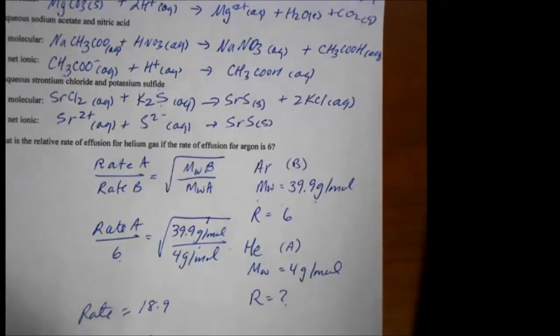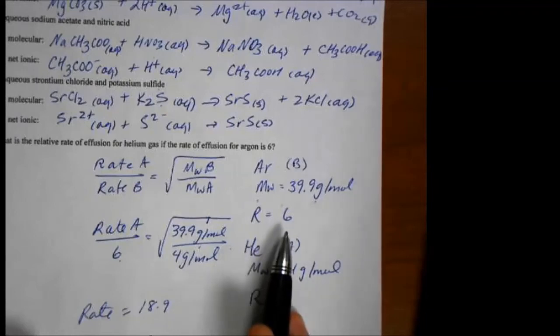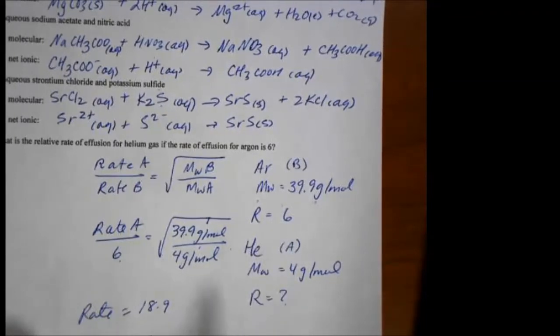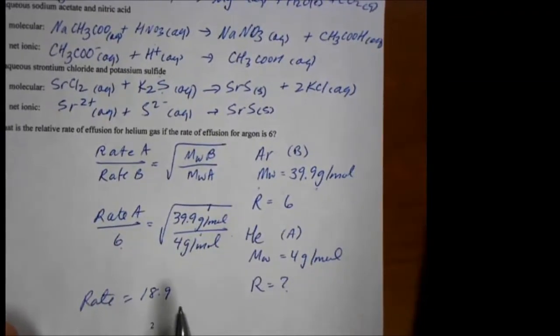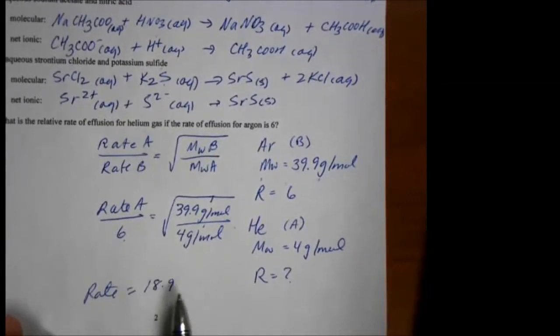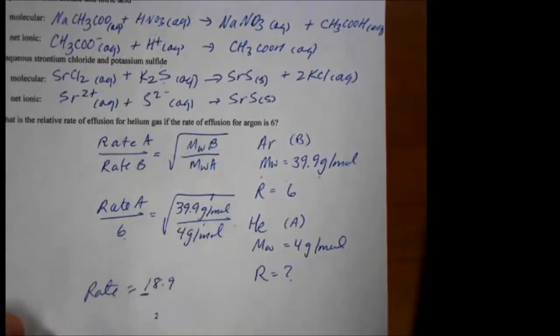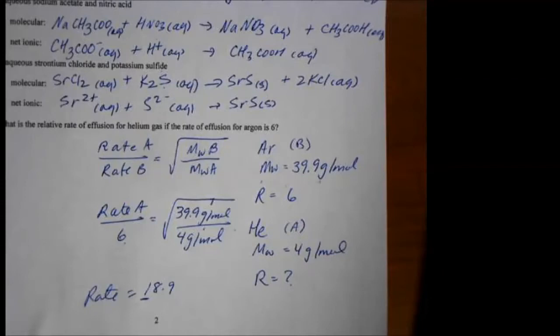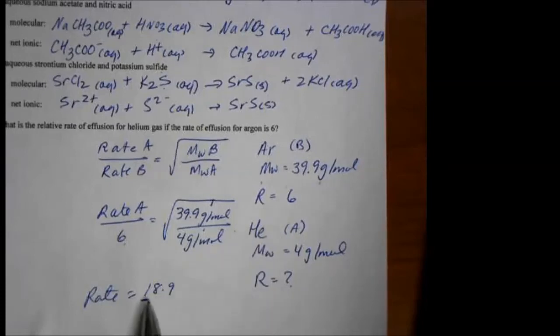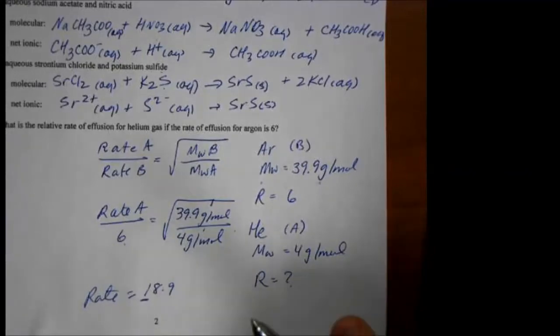Now in this case, the sig figs are a little wishy-washy because you only get one sig fig from the rate. But in this particular instance, as long as you write down that you get a rate of 18.9 with a line underneath the first digit for the sig figs, that should be perfectly fine to show that you know what's going on. And as you can see, this is a good self-check because the rate is definitely higher in the case of the helium, which is a smaller molecule.